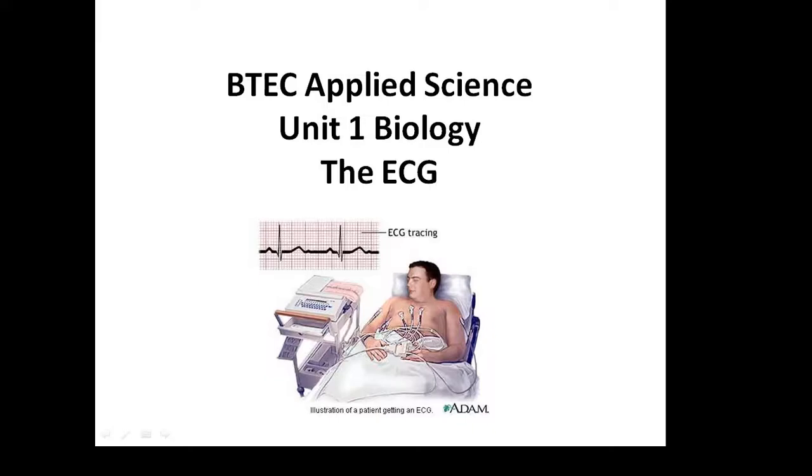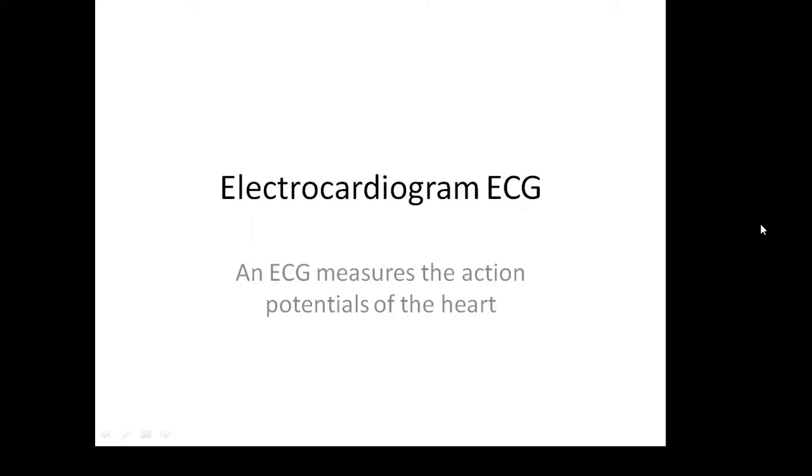BTEC Applied Science, Unit 1 Biology, the ECG. What's an ECG? Well, it's an electrocardiogram. What it does is it measures the action potentials of the heart, so the electrical impulses which control the heart. Electro is electricity, cardio is heart, and gram means picture. So an ECG is a picture of the electrical signals in the heart.